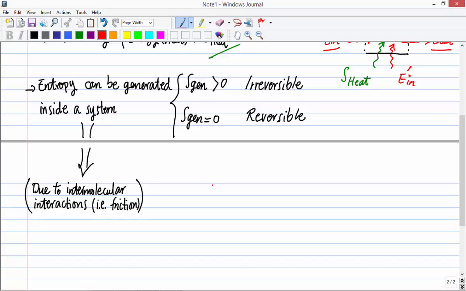Now you can check lecture note number 13, pages 2, 3, 4, 9.